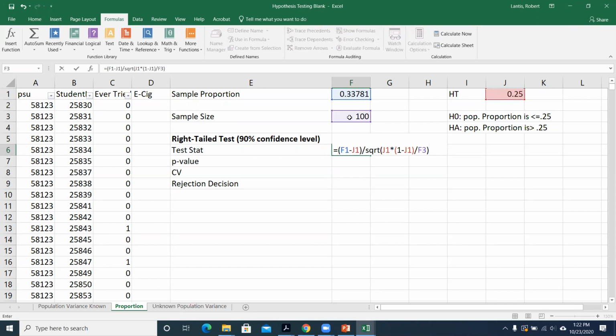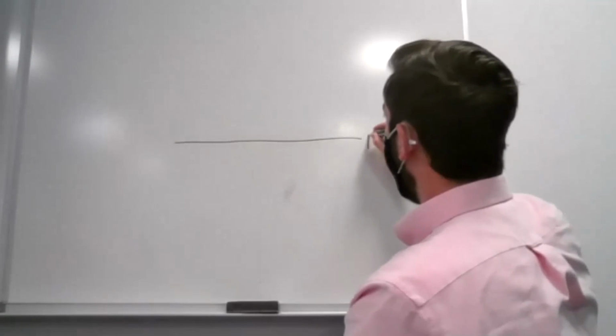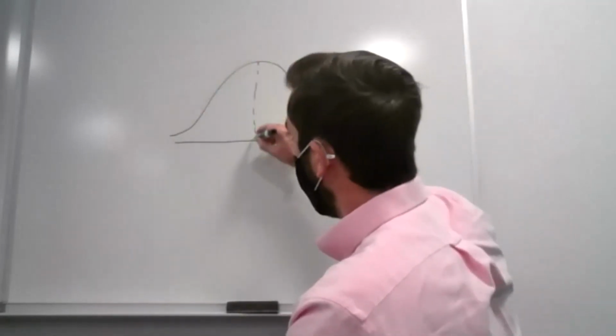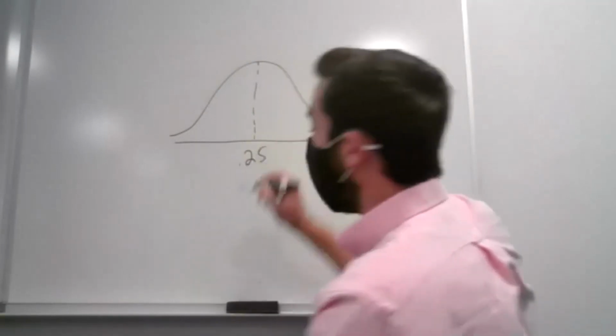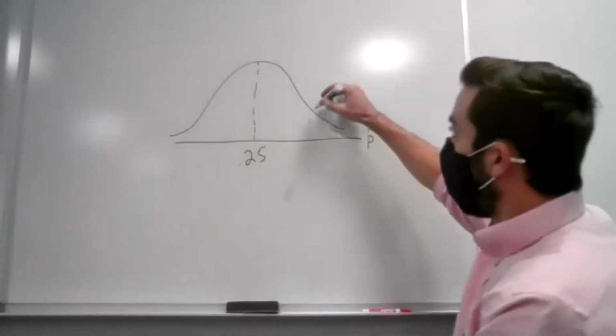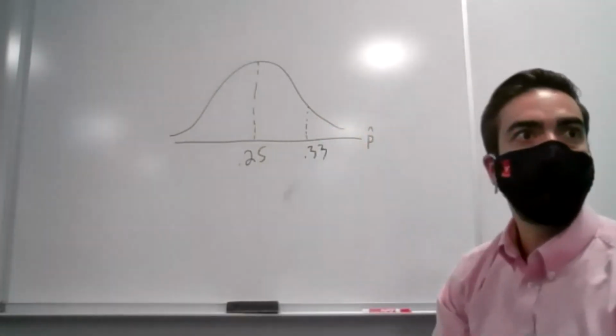So we've got this test statistic equation, all right? We've got it entered in. So we now get our test statistic. Let's visually think about what we're doing here. We have a right-tailed test. We've got the distribution of our sample proportions, which should be centered around 0.25, wasn't it? Whatever we assumed the true population proportion was. We found a sample proportion, I think it was 0.33 something.